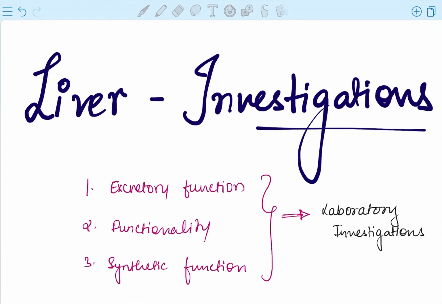Today I'm going to start with the liver series, and in the liver series I would first like to start with the investigations of the liver from a surgical point of view. In this module we'll also combine some amount of anatomy related to the liver.